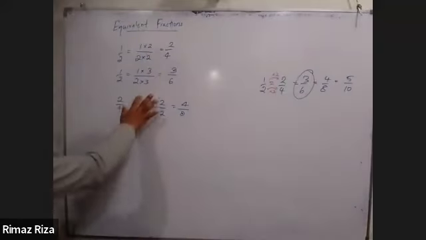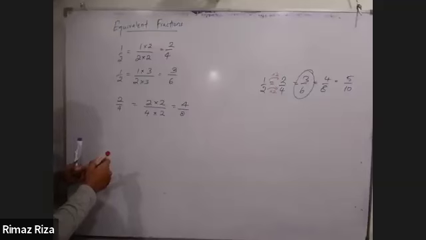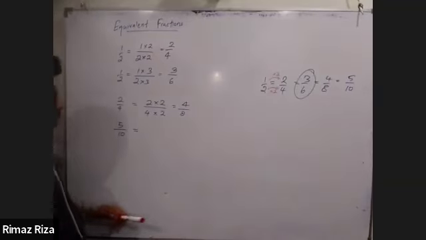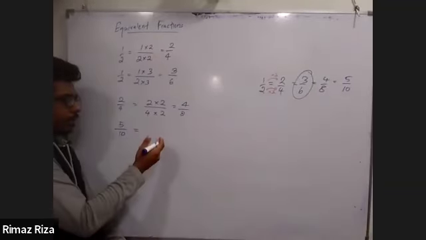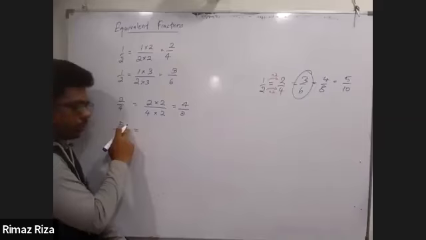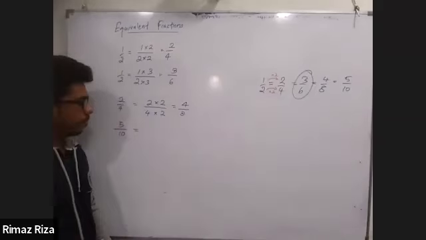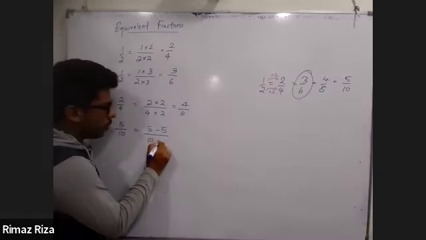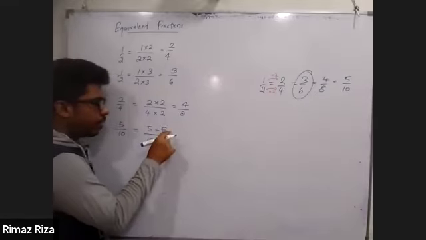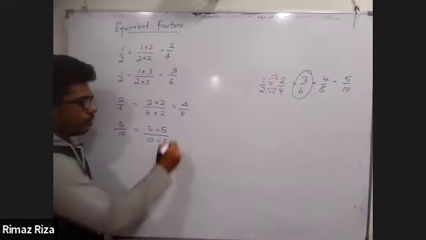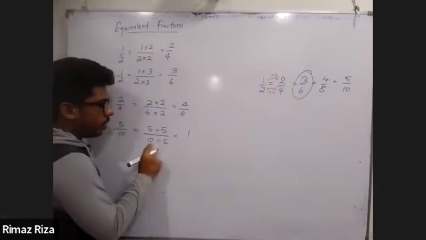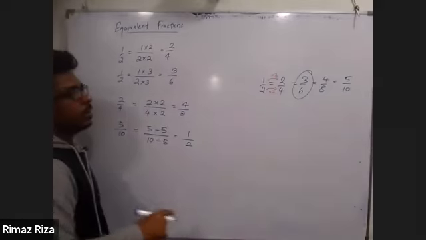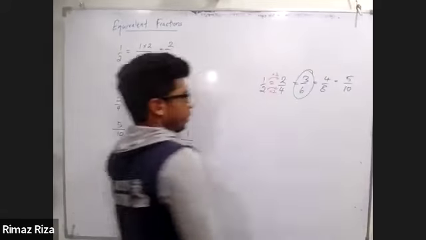Or else, what you can do is, for example, let's say 5 over 10. Now, instead of multiplication, I'm going to divide. I'm going to divide both numerator and denominator by 5. If you divide the numerator by 5, the denominator also you should divide by 5. So 5 divided by 5 is 1, 10 divided by 5 is 2. So 1 over 2 is equivalent to 5 over 10. See, 1 over 2 is equivalent to 5 over 10.